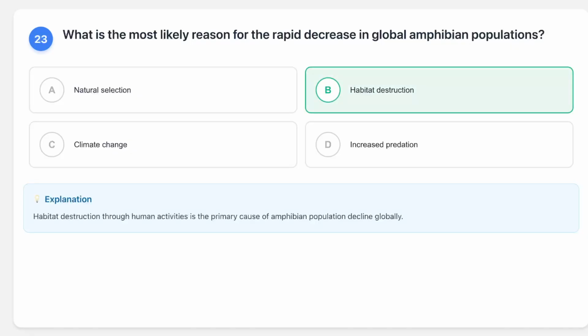Explanation. Habitat destruction through human activities is the primary cause of amphibian population decline globally.